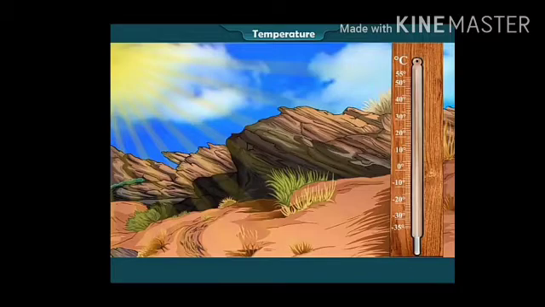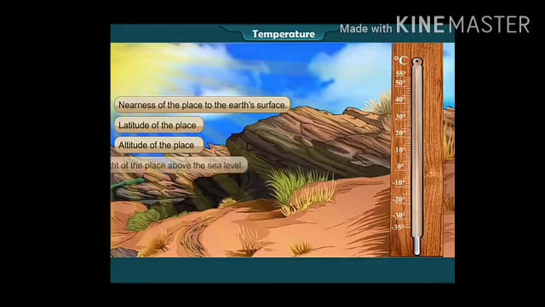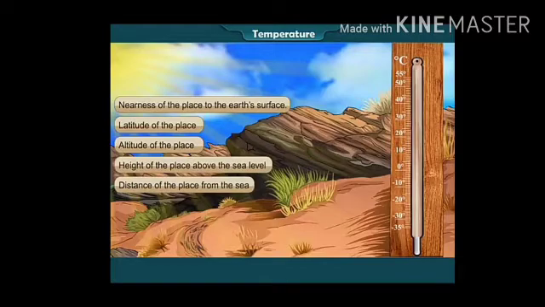Following are the factors on which the atmospheric temperature of a place depends. A. Nearness of the place to the Earth's surface. B. Latitude of the place. C. Altitude of the place. D. Height of the place above the sea level. E. Distance of the place from the sea.